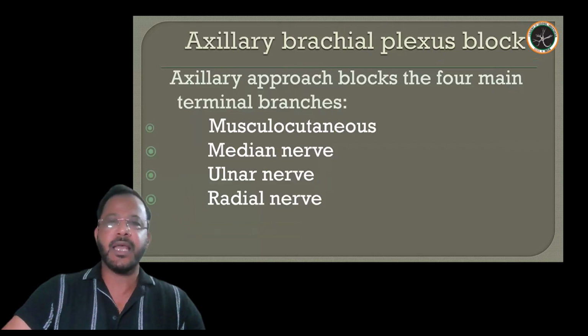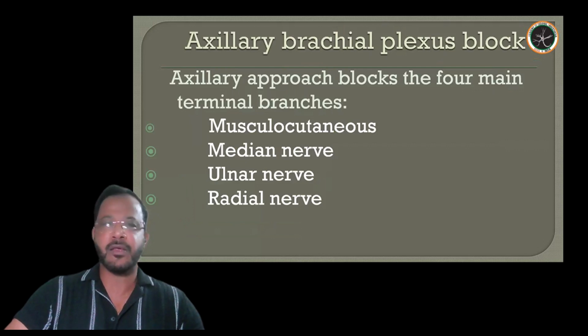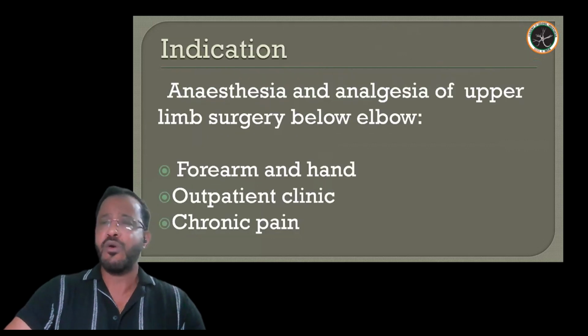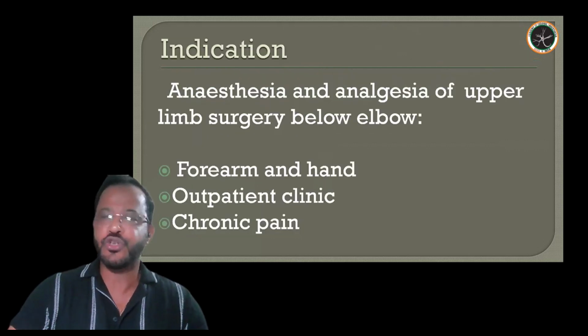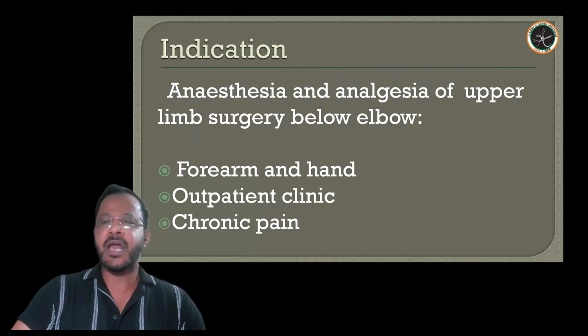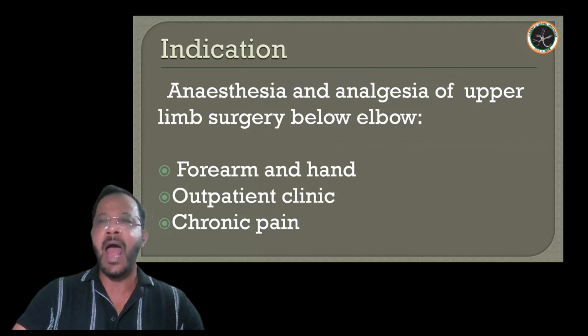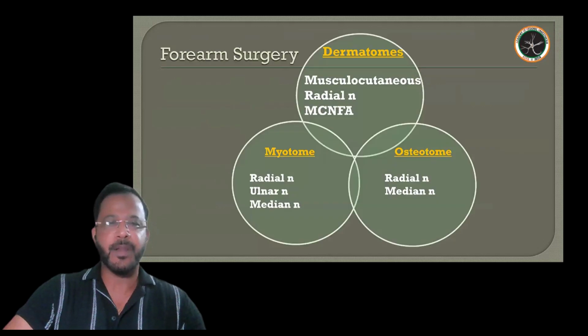So, as I told earlier, the axillary approach to brachial plexus blocks the four main terminal branches, that is musculocutaneous, the median nerve, the ulnar nerve, and the radial nerve. So what are the indications of axillary approach to brachial plexus? Anesthesia and analgesia of forearm and hand surgery, with or without tourniquet, are the indications for axillary approach to brachial plexus. People have used this approach in outpatient clinics. Also for chronic pain, people are using the axillary approach to brachial plexus in their practice.